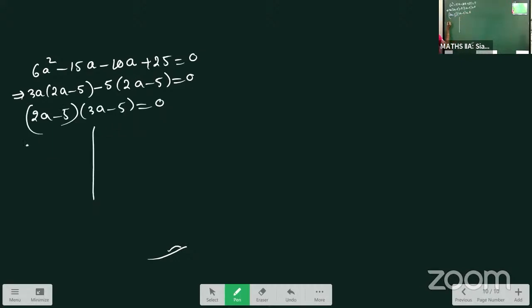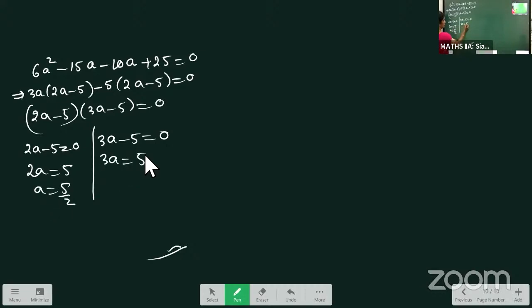Take two terms separately. 2a minus 5 is equals to 0 and 3a minus 5 is equals to 0. 2a is equals to 5, therefore a is equals to 5 by 2. Here again, 3a is equals to 5, therefore a is equals to 5 by 3. Solve means we want x value, but here we got a value. This is not our answer.